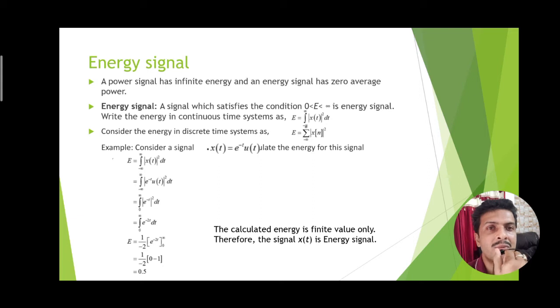The equation of energy can be verified with an example: x(t) is equal to e to the power minus t into u(t), where u(t) is the unit step function, valid for t greater than 0. If we take the energy of this signal, we get 0.5, a finite value, as the derived energy of this signal. Therefore, it is an energy signal.